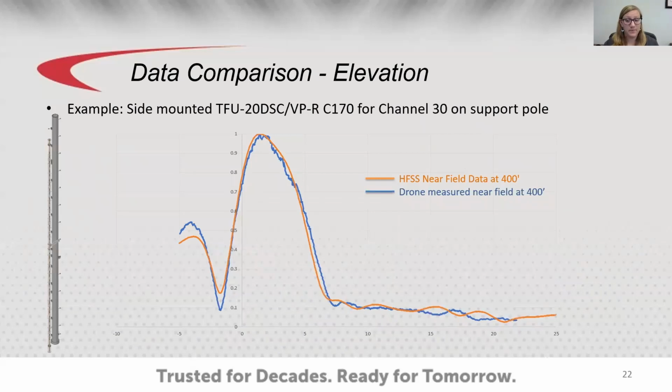Our second example is another side-mounted 20-layer DSC pylon antenna at channel 30. This one is mounted on a support pole at the top of a tower. As with the previous example, the beam tilt and null structure between the two measurements correlate.